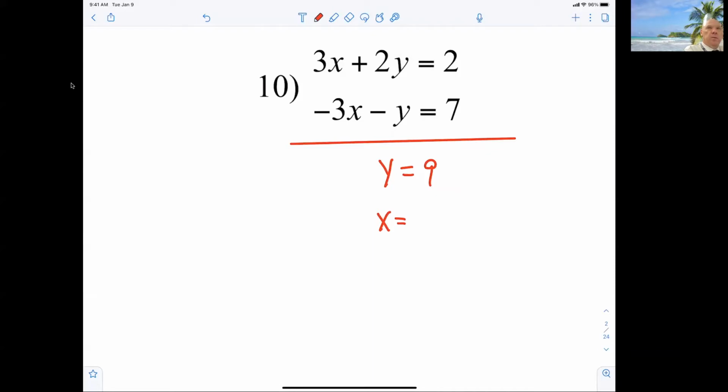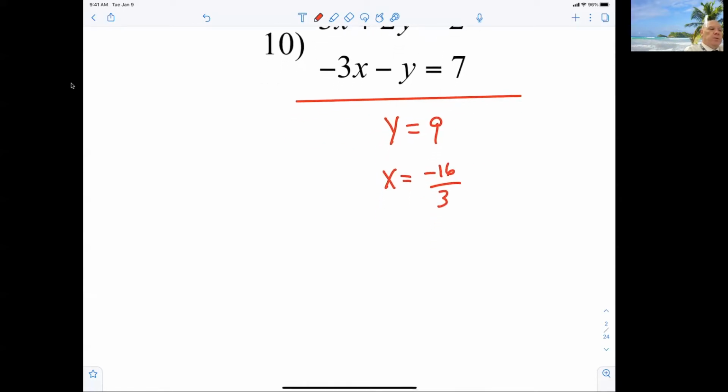Say it. Negative 16. Yeah, I like that. Negative 16 thirds. It doesn't always have to come out perfect. Fractions are allowed. So we say negative 16 thirds, 9. Anybody else have an issue with that? We don't have to check the work. These are too easy. All right. Anybody have any questions with that?